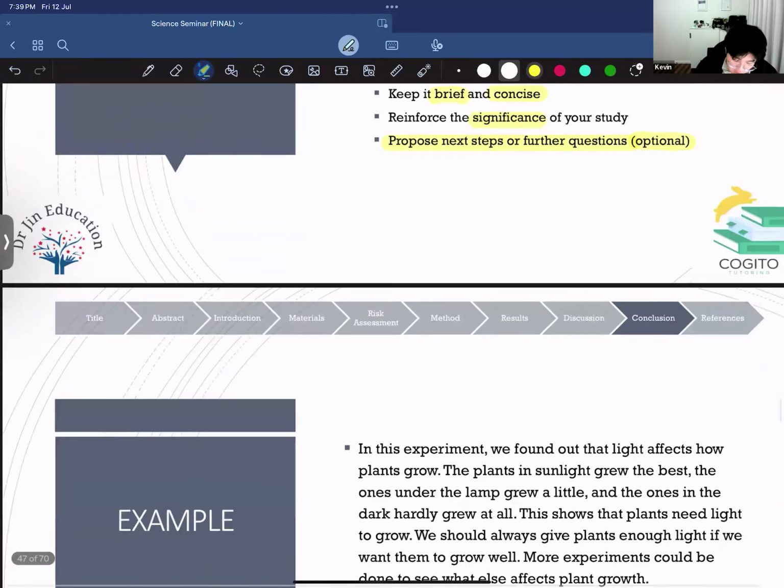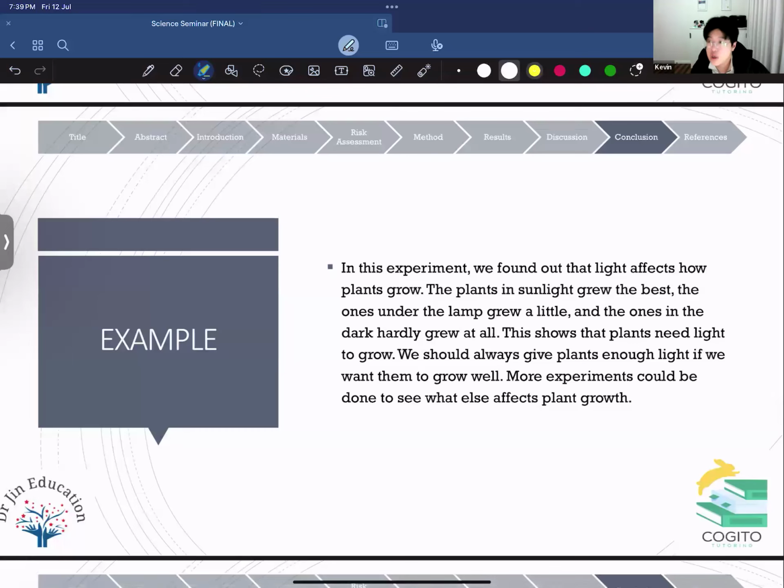Now, conclusion example. In this experiment, we found out that light affects how plants grow. The plants in sunlight grew the best, the ones under the lamp grew a little, and the ones in the dark hardly grew at all. This shows that plants need light to grow. We should always give plants enough light if we want them to grow well. More experiments could be done to see what else affects plant growth.